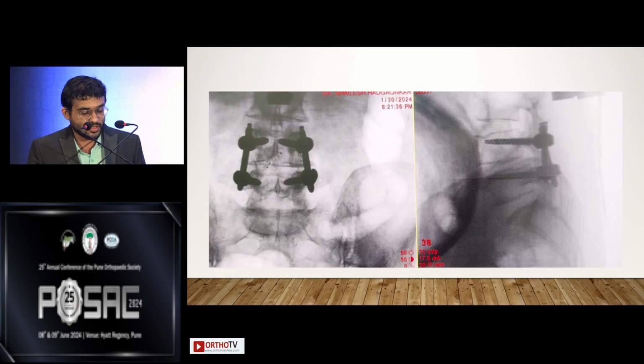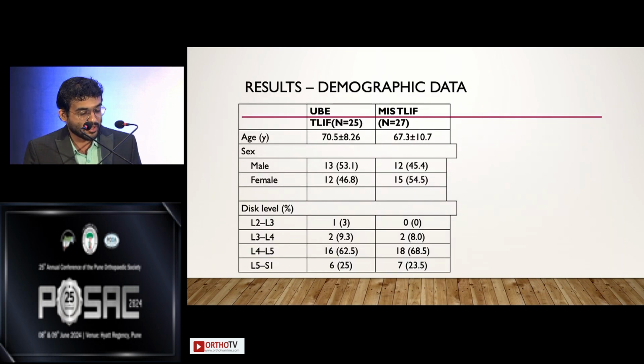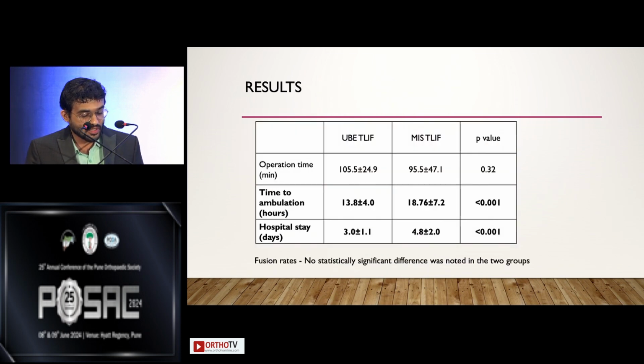These are the 2D shoots. Coming to the results, the UB TLIF and the MI TLIF, this is the demographic data. We have a significant difference in the time to ambulation and the duration of hospital stay. For UB TLIF, the average duration of hospital stay was 3 days, and the time to ambulation was 13 hours, as compared to MI TLIF, which was 18 hours, and the hospital stay for MI TLIF was 4.8 days.